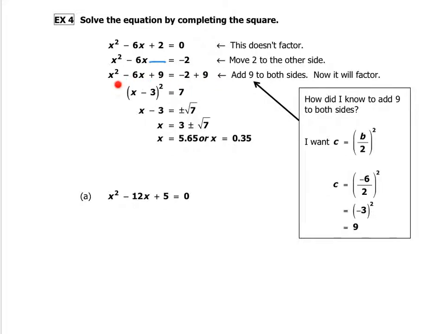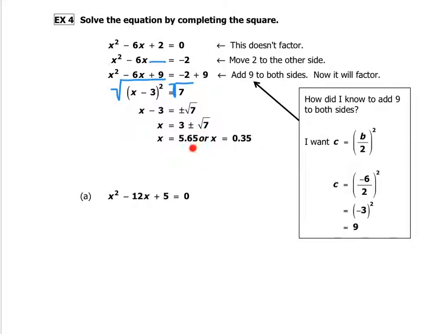Now, if I go back to the left-hand side, this factors as a perfect square trinomial into (x plus 3) quantity squared. On the right-hand side, -2 plus 9 gives me 7. My next step is I want to take the square root of both sides. On the left, this gives me x plus 3. On the right, plus or minus the square root of 7. Subtract 3 from both sides, so I have x all by itself, and I have x equals -3 plus or minus the square root of 7.